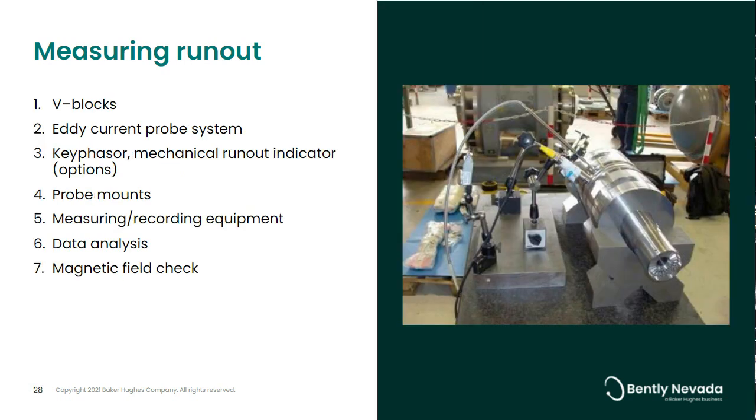The following couple of slides are going to go through these 7 points in much more detail. We'll talk about V-blocks, why to use them, what are some of the considerations for them, the eddy current probe system, some of the considerations there, why we utilize a key phaser, and also a mechanical runout indicator like a dial gauge. We'll talk about the probe mounts and how they have an effect on measuring runout. We'll talk about the different types of recording and measuring equipment, what we do with the data analysis, and also the magnetic field check.